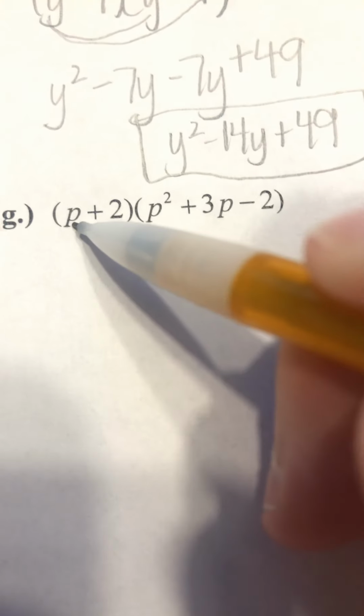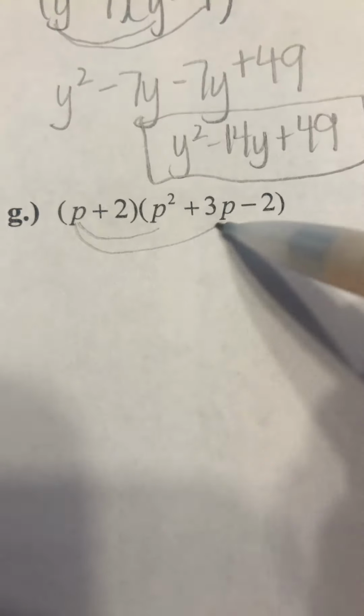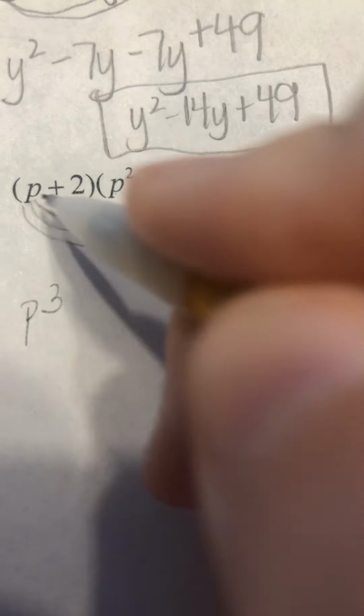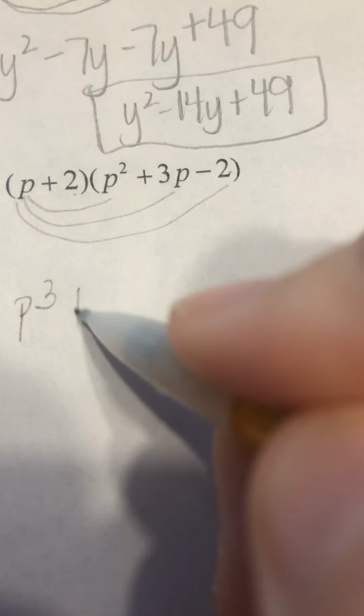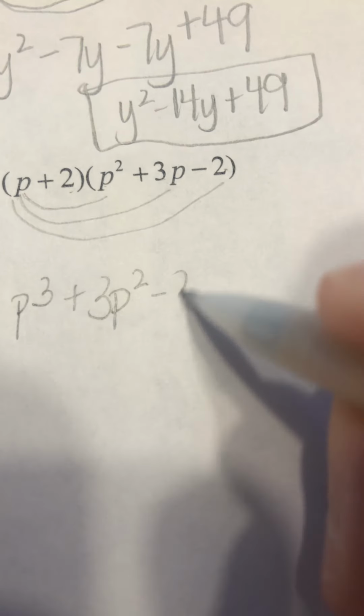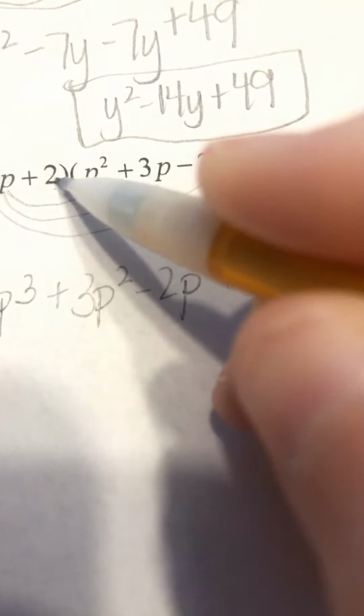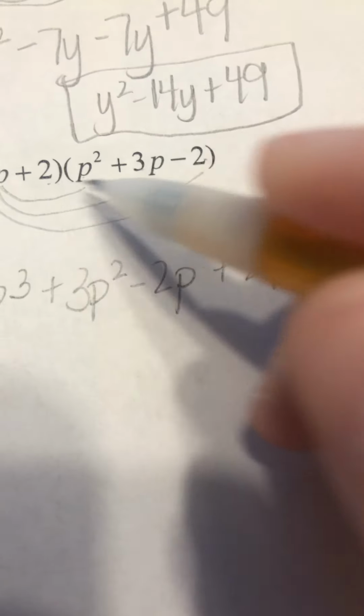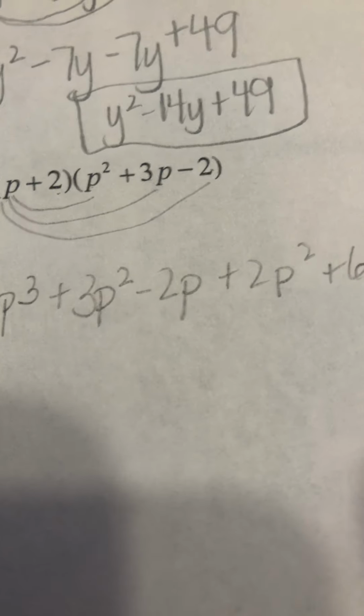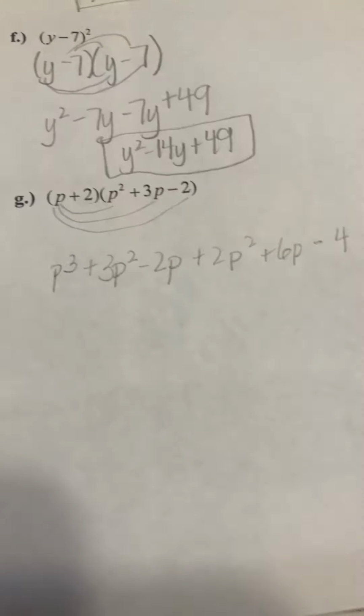Last two, maybe a bit more challenging, but you're going to do p times these three things. It's a binomial times a trinomial, and then you'll do 2 times those three things. So it's p cubed, p times p squared, plus 3p squared minus 2p plus 2p squared. Now you're doing 2 times all three of those things, 6p there. And then at the end, it's minus 4. It's 2 times negative 2.